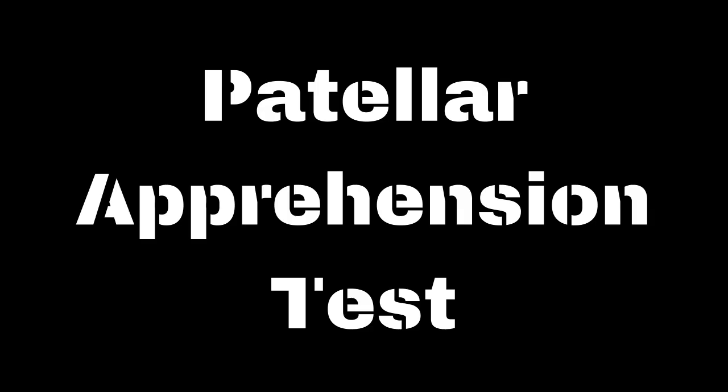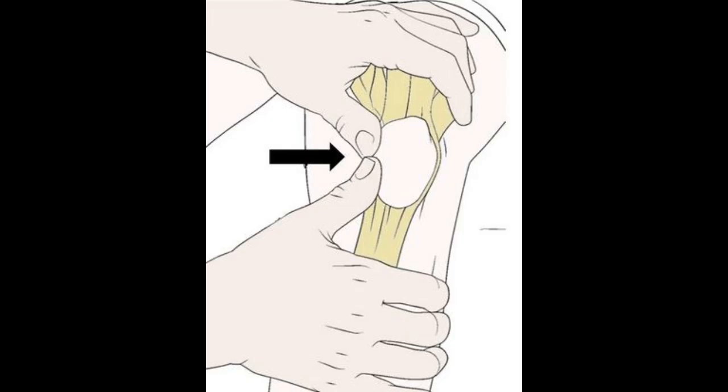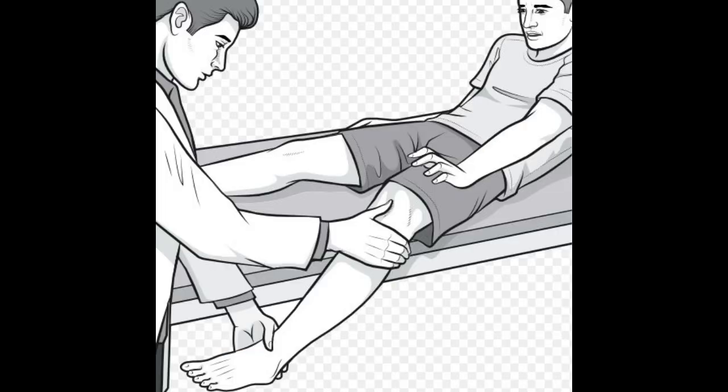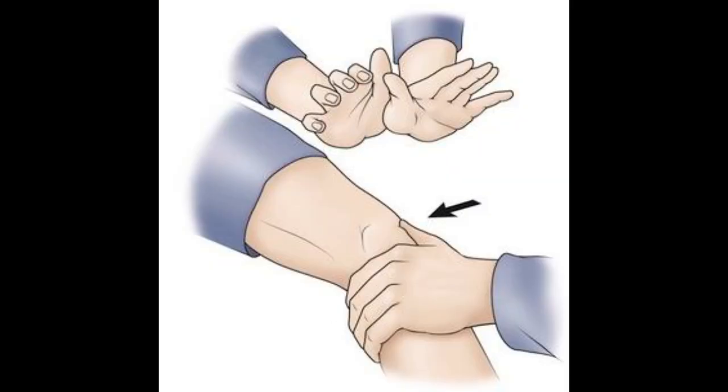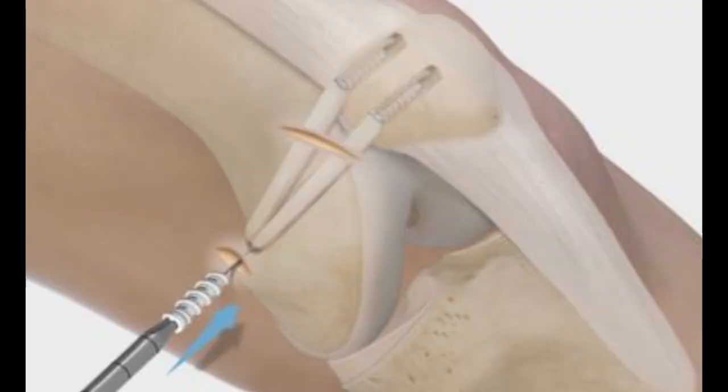This test is used to assess patellar instability and the potential for dislocation. To perform the test, the examiner attempts to displace the patella laterally while the patient is lying down. A positive test result occurs if the patient shows apprehension or resists patellar displacement. Treatment may involve physical therapy to strengthen the muscles around the knee and stabilize the patella. In severe cases, surgical intervention may be considered.